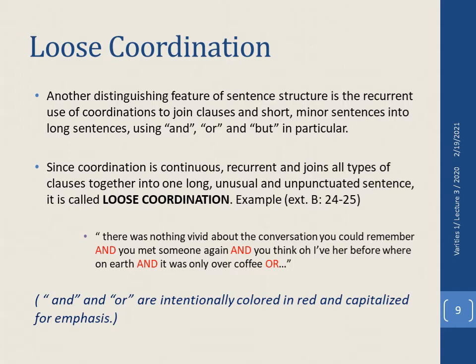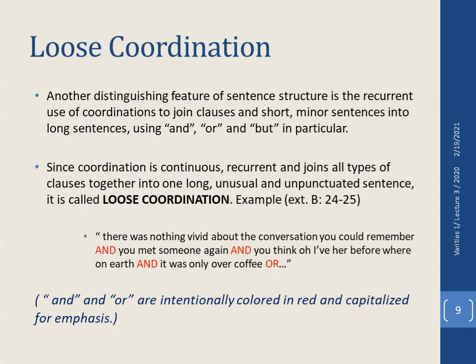Now, if you record yourself speaking English, you will find that you are overusing coordinations like and, but, or. This is also part of the natural process of spoken language. We tend to use these coordinations loosely. So since coordination is continuous, recurrent, and joins all types of clauses together into one long, unpunctuated sentence, it is called loose coordination.